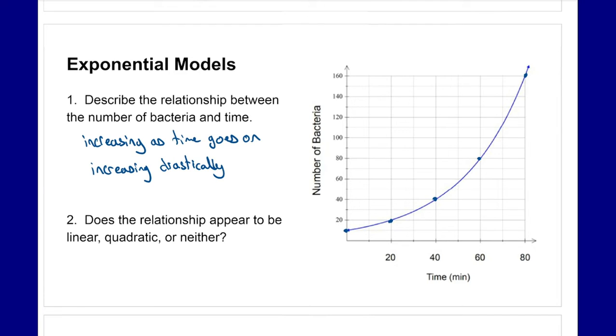Does the relationship appear to be linear, quadratic, or neither? Well, it does appear to be quadratic. We do have a curved line. So by looking at it, you might say, yeah, this kind of looks like a quadratic. I know quadratics tend to be like that, but maybe in our case, our model only covers half. Because it's a curved line, based on what we know, it could very well be a quadratic model.